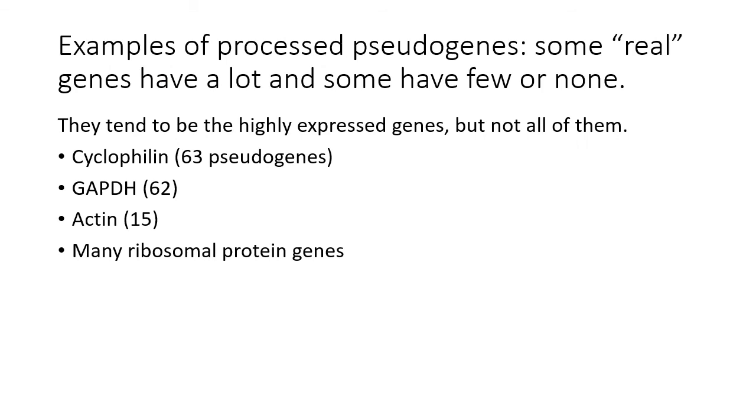Okay, some famous ones. They tend to be highly expressed genes, which makes a certain amount of sense. If they're highly expressed, there's more RNA and more likelihood, therefore, that they would be the one that would capture the ORF1 or ORF2. But, for example, cyclophilin, GAPDH, actin all have quite a large number. Ribosomal protein genes are also very famous for having lots of processed pseudogenes. Strange phenomenon.